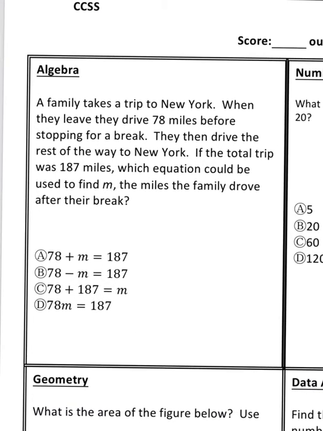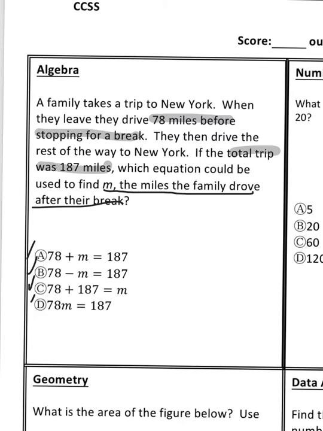Looks like we're writing an equation here. It says a family takes a trip to New York. When they leave, they drive 78 miles before stopping for a break. Then they drive the rest of the way to New York. If the total trip was 187 miles, which equation could be used to find m, the miles the family drove after their break? All right, so when I look at my choices, I see an addition one, a subtraction one, an addition one, and a multiplication one. So let's think about that for a second.